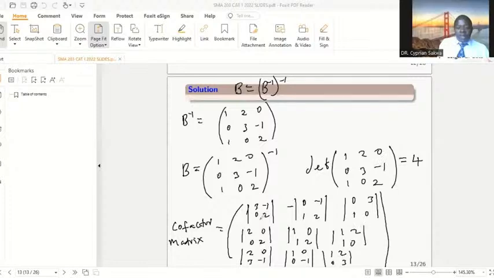Let's indicate the signs: positive, negative, positive, negative, positive, negative, positive, negative. The first one here gives you 6 minus 0. This other one gives you 0 minus 1, which is negative 1, then times this minus the negative 1.